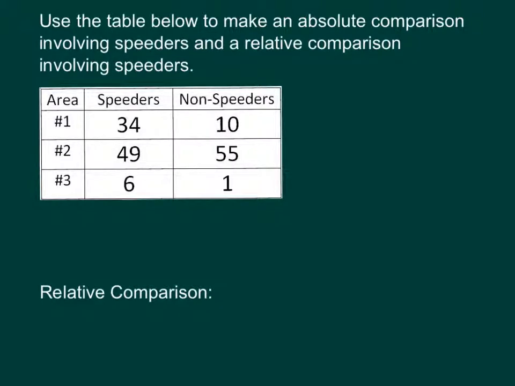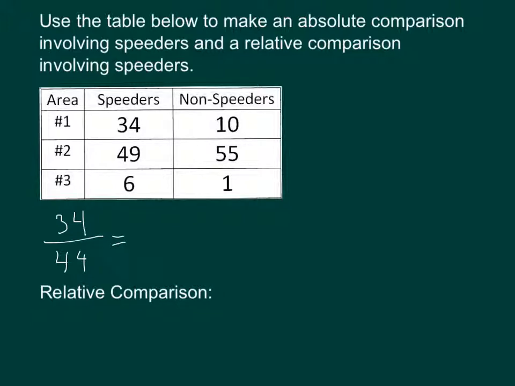Now in these situations, we have speeders and non-speeders, which are part and part. We can't do percent when it's part and part. We have to use part whole. So we need to actually know what the whole is, in this case, just drivers in general. So if I have in area 1, 34 speeders and 10 non-speeders, that's 44 drivers. So that means that I have 34 speeding out of the 44 drivers.